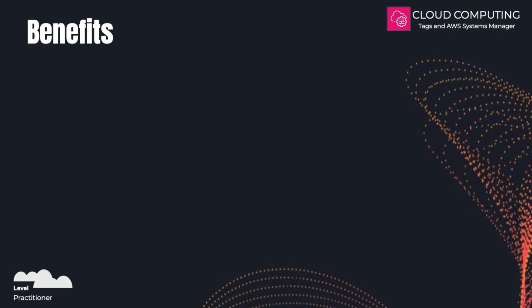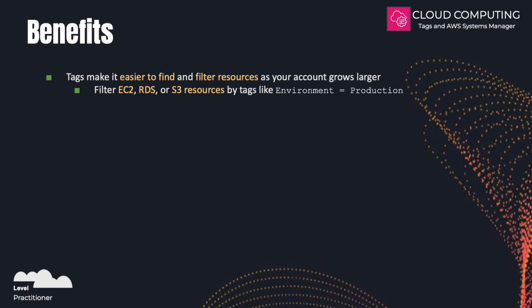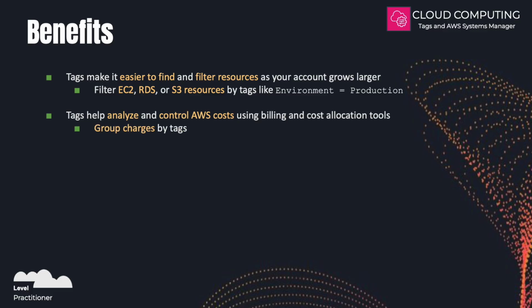Now that we know what tags are, let's look at a practical way they actually help you. Tags are helpful in a few key ways. First, tags make it much easier to find and filter resources as your account grows. For instance, you can filter EC2 instances, RDS databases, or S3 buckets to show only the ones tagged environment equals production, for example. Next, you can use tags to analyze and control costs. AWS billing tools can group charges by tags such as project or cost center, and at the end of each month, you can quickly see how much a certain application, department, or environment is costing you.